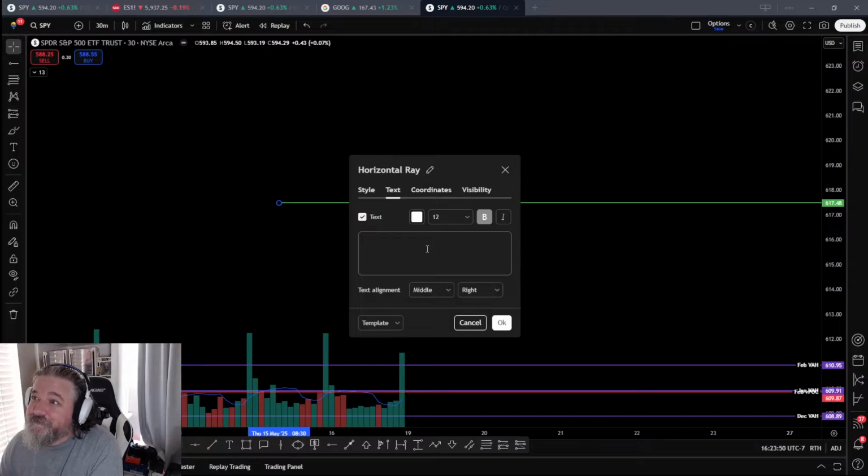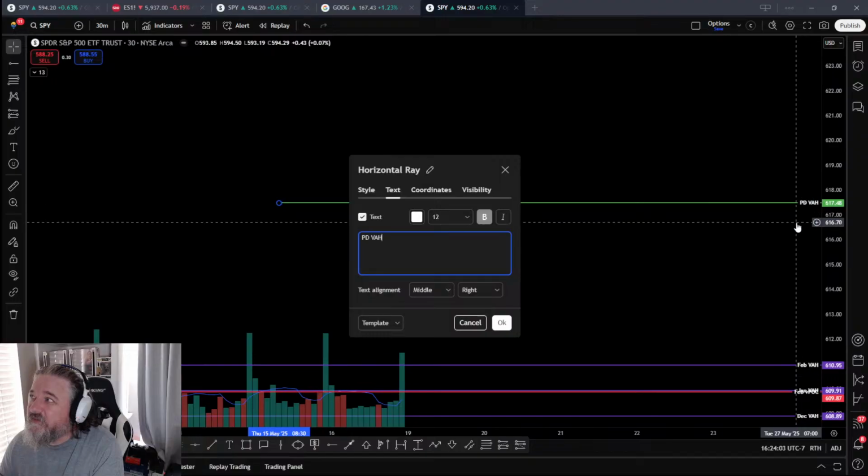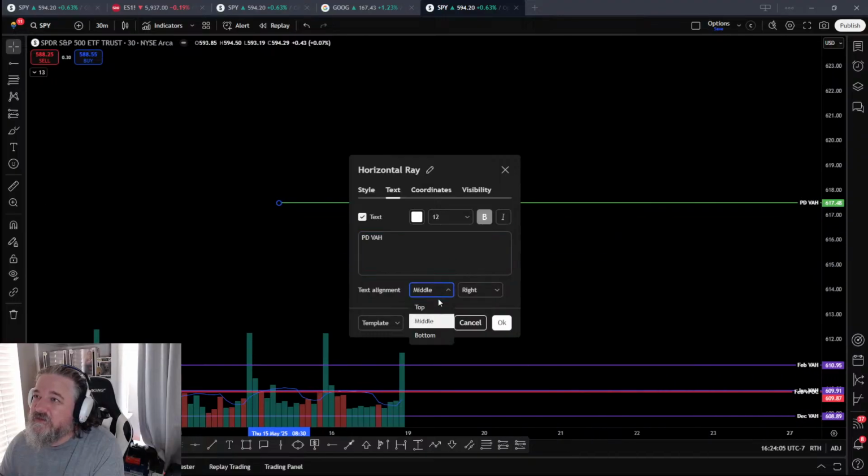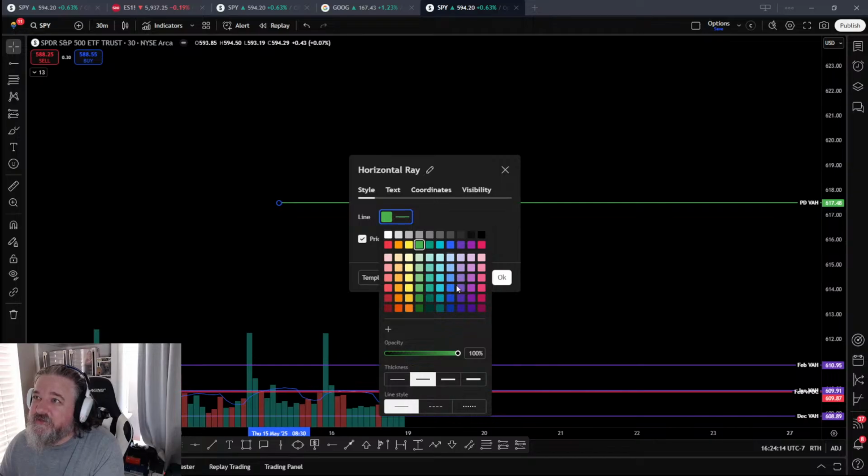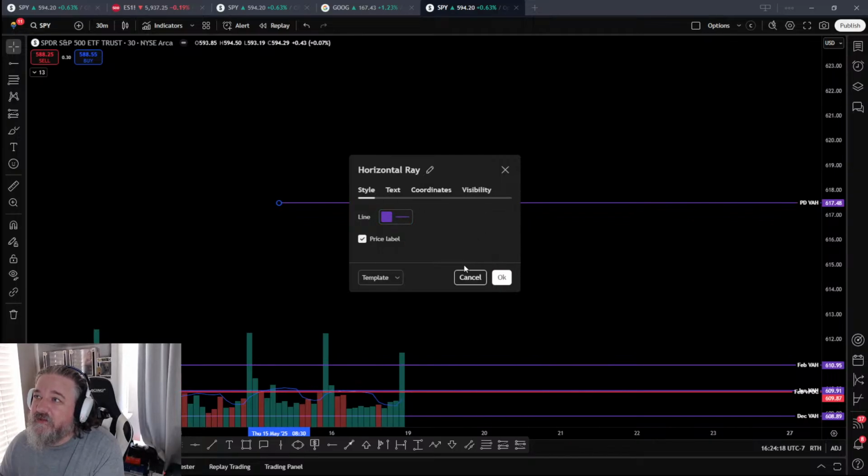Anyway, to finish what I was saying, from there you just click in the text box and type whatever it is. If you set the text alignment to the middle, it puts the text inside the line. If you do top, it would put it above, and obviously below would be below. I like mine in the middle. And then over here under style is where you change the color of the line to whatever you want.